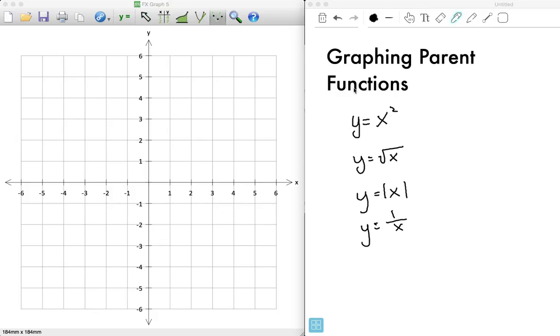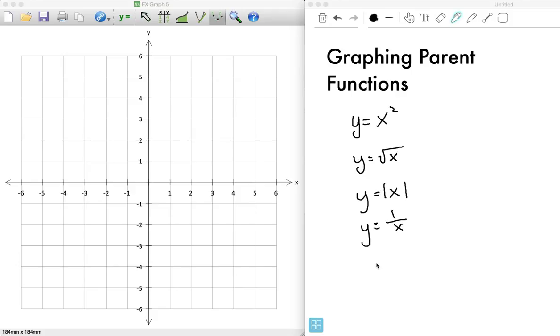We're going to be looking at graphing parent functions. This is a video intended for students in pre-calculus, both 30S and 40S. In the 30S, you're going to be learning about these functions for the first time, and in the 40S, these are expected to be review. You should pretty much already know how to graph these functions at the beginning of the 40S course.